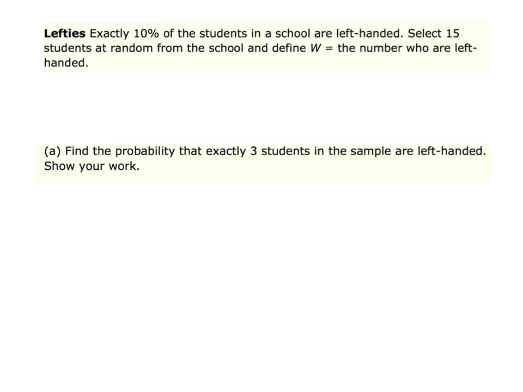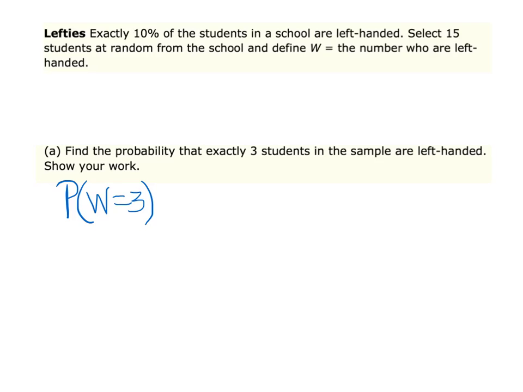Now we want to be able to use the probability formula. So we have the situation that I left you with at the bottom of the last slide, and we want to find the probability that exactly 3 of the students in the sample are left-handed. So we want the probability that W equals 3.